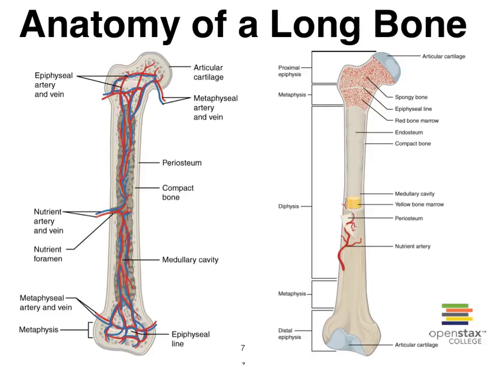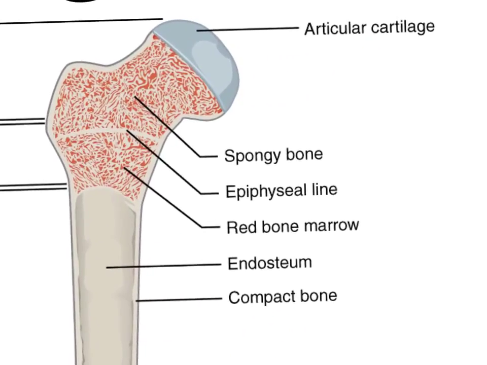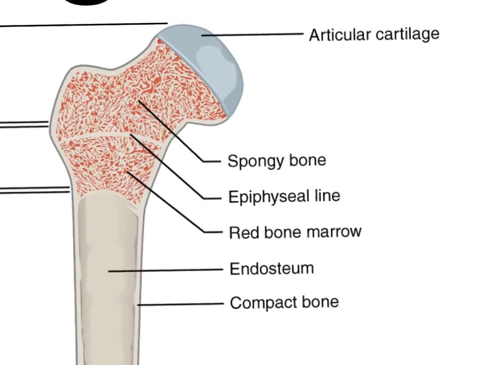I'm not going to hold you responsible for the name of all these arteries and veins, except for this one right here, which is your nutrient arteries and veins, which enter the diaphysis pretty much right in the center of the diaphysis. So I'd like for you to be aware of that. Let's focus on the figure on the very right here to add a little bit more terminology. Maybe I ought to blow this up a little bit. So there we go. We can focus on that part for now.